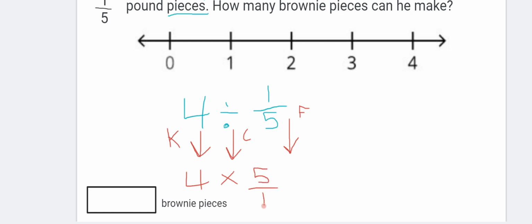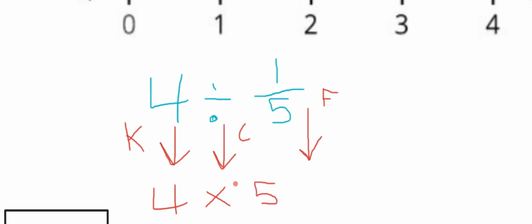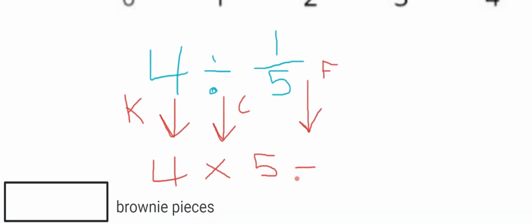1/5 flipped, I know is 5/1. But I also know that I don't even need the 1 on the bottom, because anytime I have a number over 1, that just means it is a whole. So I'm going to just put 5. What is 5 times 4? That's right, it would be 20.